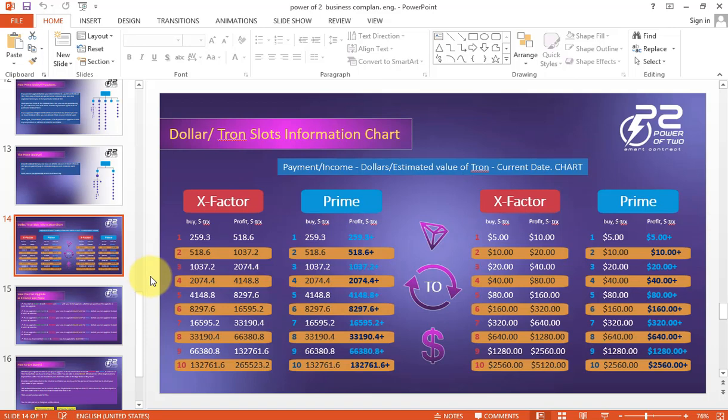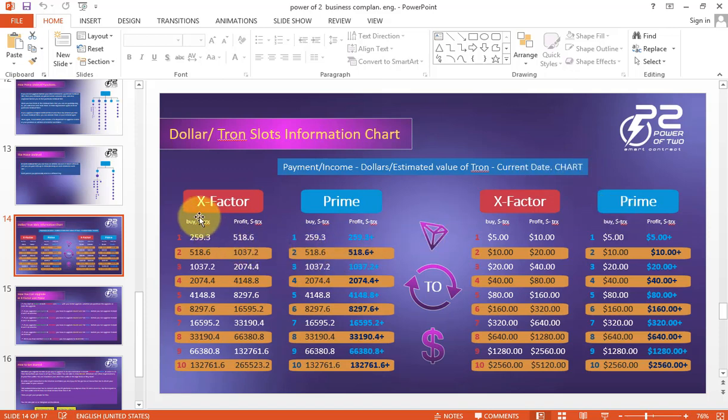All right, so here shows the dollar and the Tron slots information chart. Basically this page shows the amount that you come in with to buy the upgrades and also the profit. To my left is the X Factor. This section shows the amount in Tron, which is the currency in Tron, and to the right side shows the equivalent currency in US dollars.